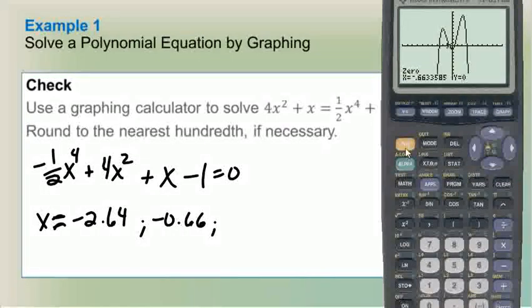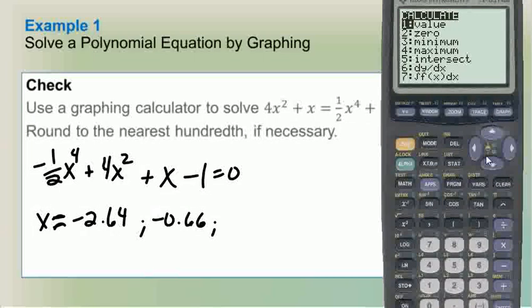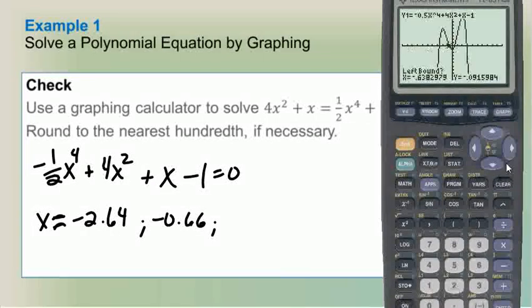And find the next one, second trace. Here, we need to go below the x-axis. Enter, go above. Enter, enter again, and we get 0.39.